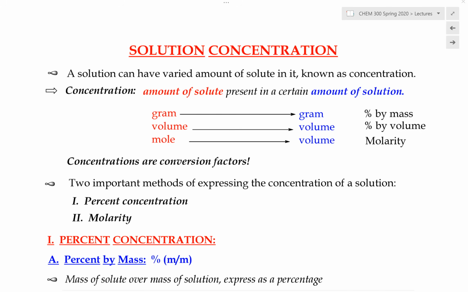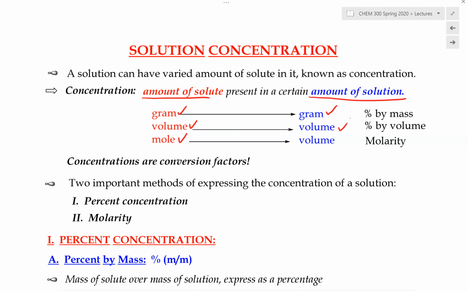There are actually different ways to express the concentration of a solution. Again, a solution concentration describes the amount of solute in a certain amount of a solution. The amount of solute may be described in grams, or volume if it's a liquid, or maybe in moles as well. As for the amount of a solution, it can be grams of solution or volume of the solution as well. So how many grams of solute are present in a certain number of grams of a solution?